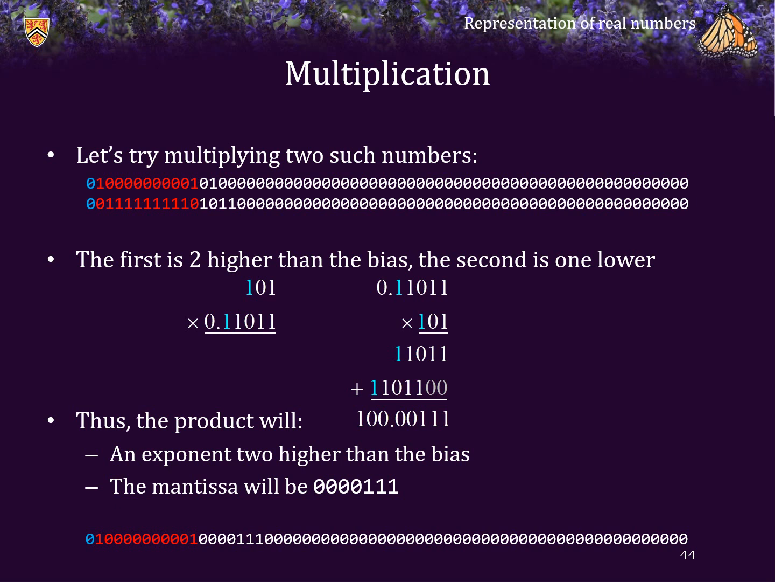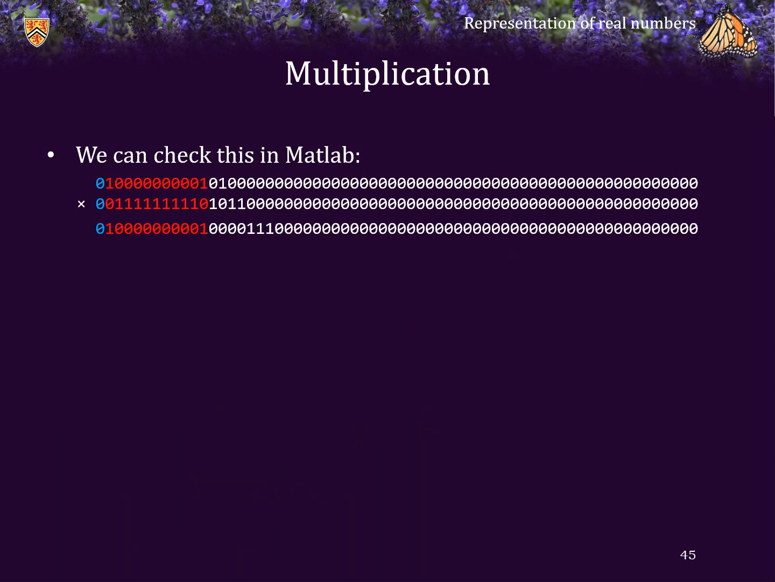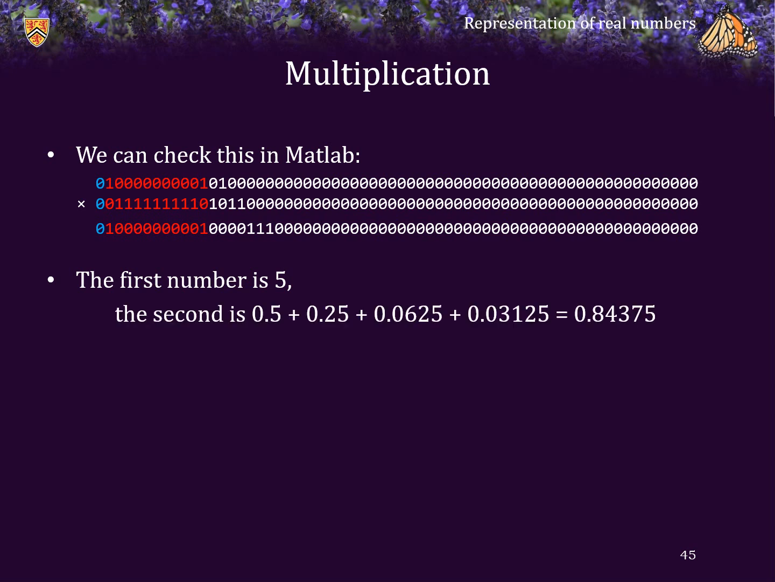Now we can actually check this. Here's what we were trying to multiply, and there is the product. The first number we saw is 5. Now the second number is a half plus a quarter plus a 16th plus a 32nd. And we can calculate that as that result. Well, I can multiply 5 times that and I get 4.2 and change.